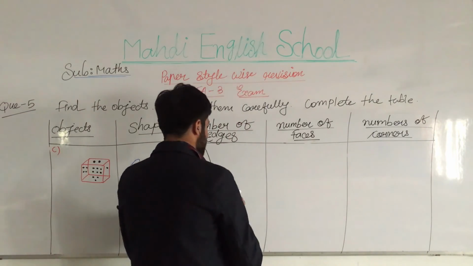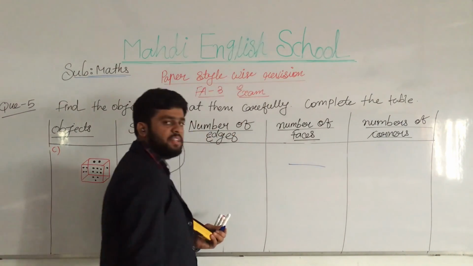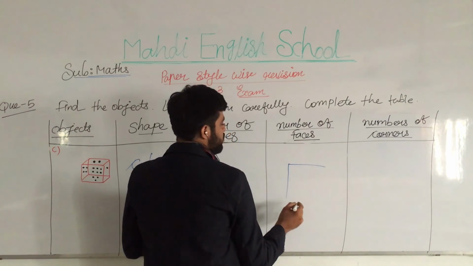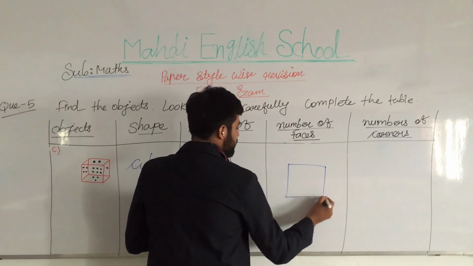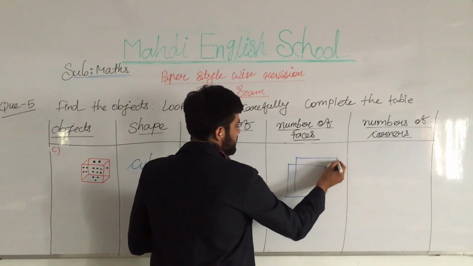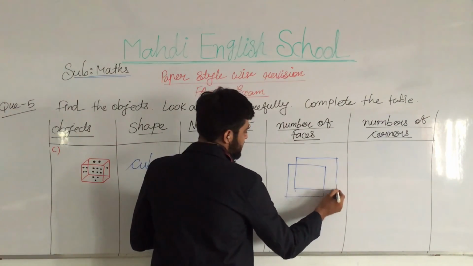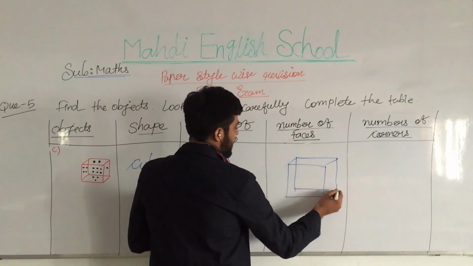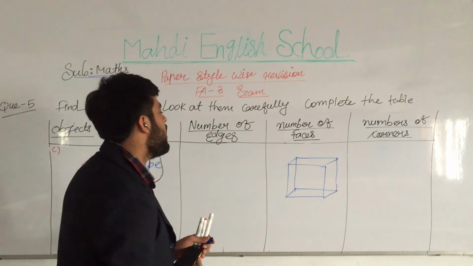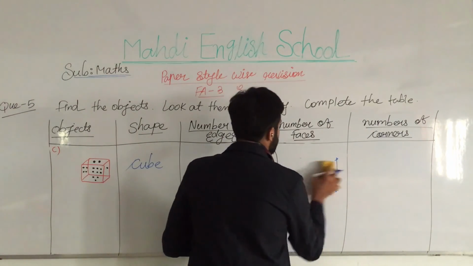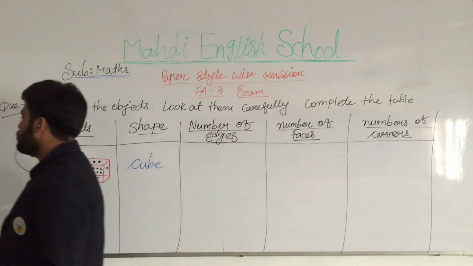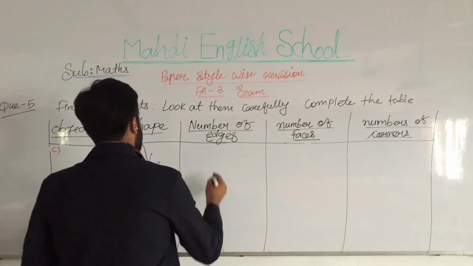Okay, again I will present here, my dear students. See, look at them very carefully. 1, 2, 3, 4, 5, 6, 7, 8, 9, 10, 11 or 12. What is this? It is 12 edges of the cube. So we have mentioned here 12 edges.